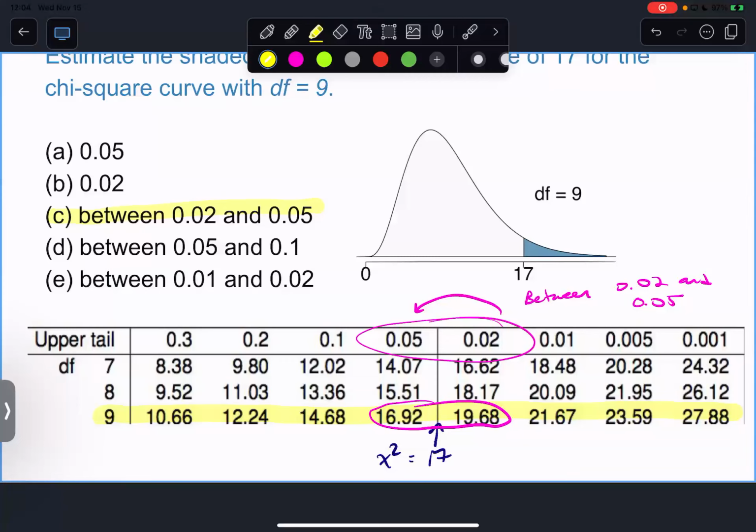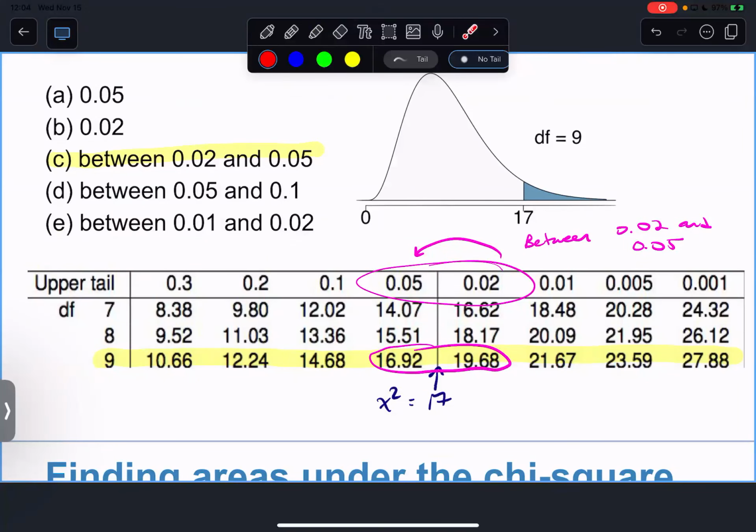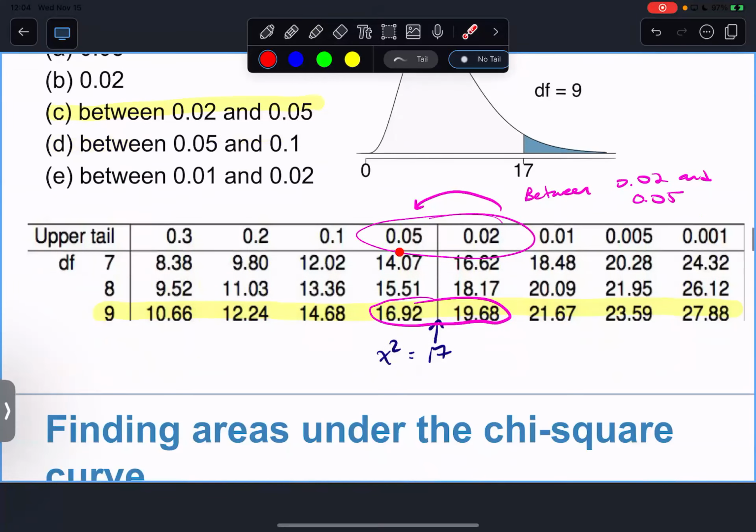What's another way that you could do it? If you wanted to use the critical value approach, you could say, well, what if I force the area in the tail to be 0.05? Then my critical value would be 16.92. Since 17 is larger than 16.92, I'm more into the tail, I have enough evidence to reject H naught. Same conclusion.